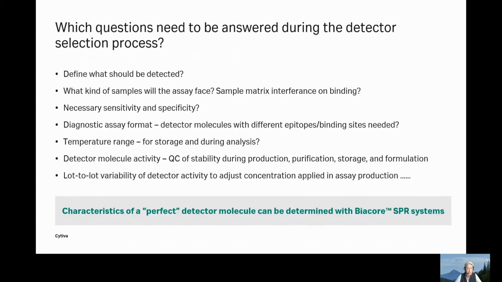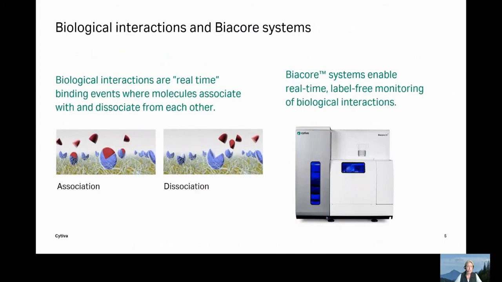And how stable is the detector molecule activity during production, purification, and storage? If you can measure the lot-to-lot variability of the detector activity, you can adjust the concentration applied in your assay production accordingly. All of these questions on the characteristics of a perfect detector molecule can be answered with Biacore SPR systems. Biological interactions are real-time binding events where molecules associate with or dissociate from each other. Biacore systems enable real-time label-free monitoring of these biological interactions.